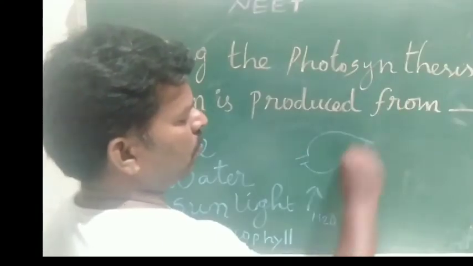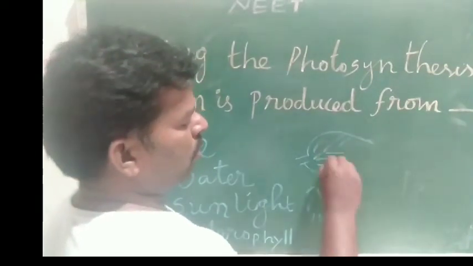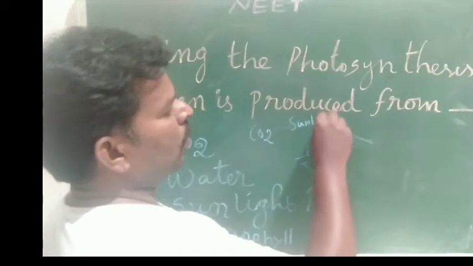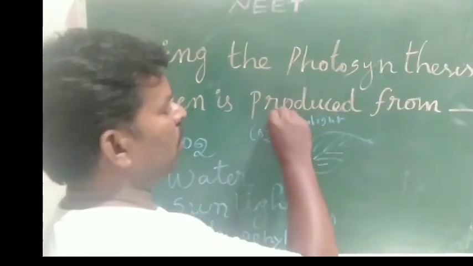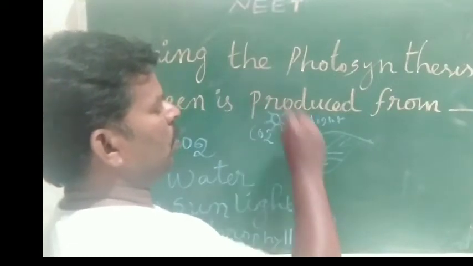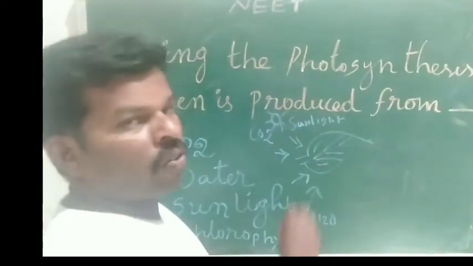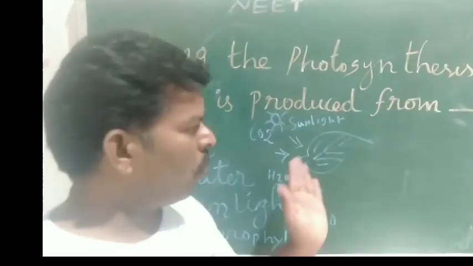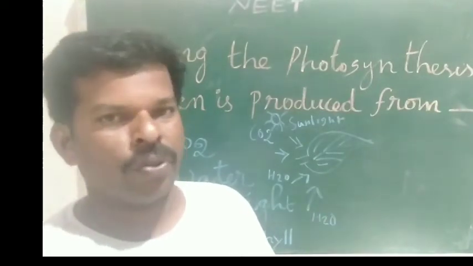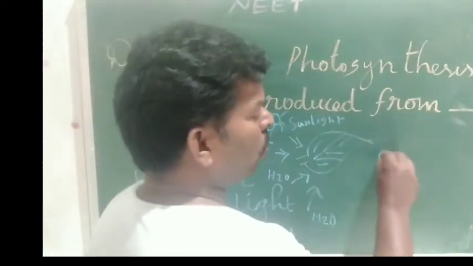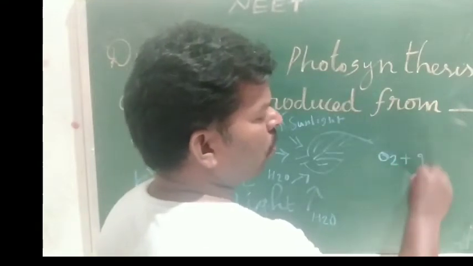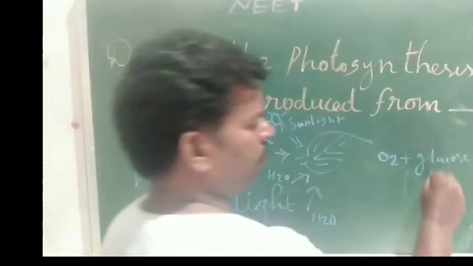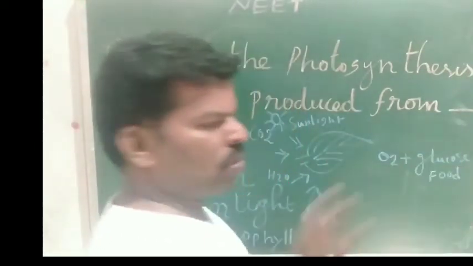Leaves contain chlorophyll pigments. CO2 comes from the atmosphere. Sunlight comes from the sun. Water comes from the soil. And chlorophyll is present in the leaves. These four components are very important for photosynthesis. The output is O2 plus glucose. Glucose is food, you know very well. This is the photosynthesis process.